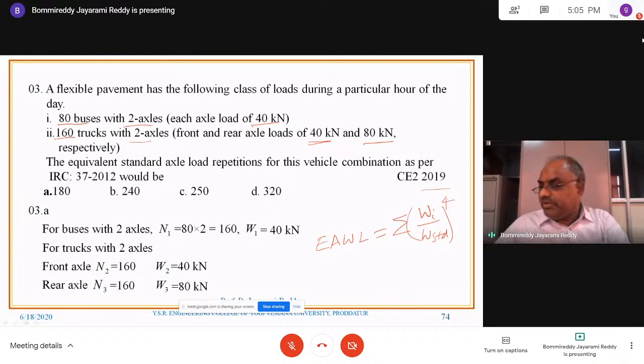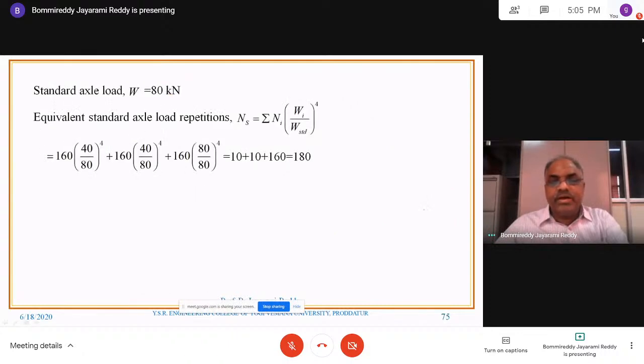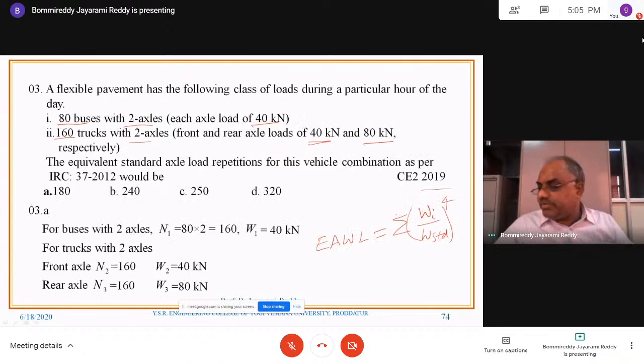If the single loads are there, individual loads, it is the formula. Or otherwise, if such a number are there, you can use EAFL equal to sigma Fi multiplied by (Wi by WSTD) whole power 4. Already this formula was discussed today. So now find out the different classes of it.